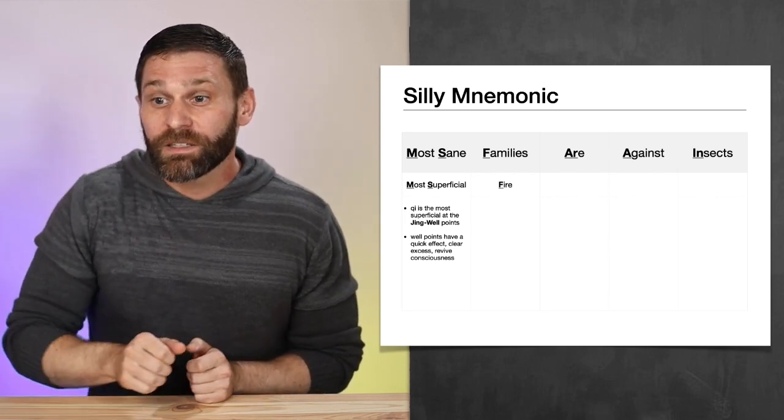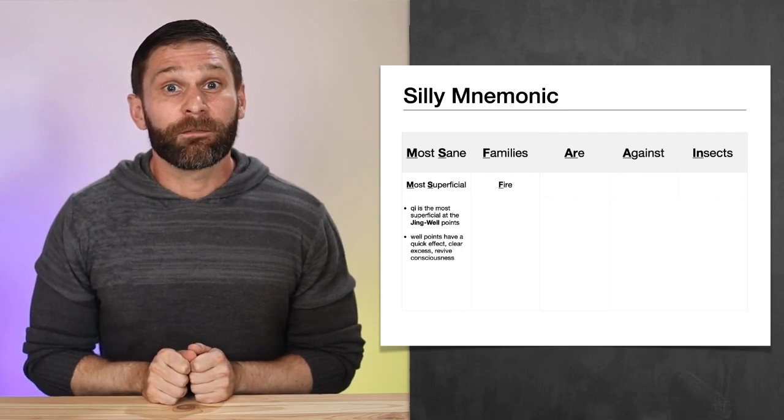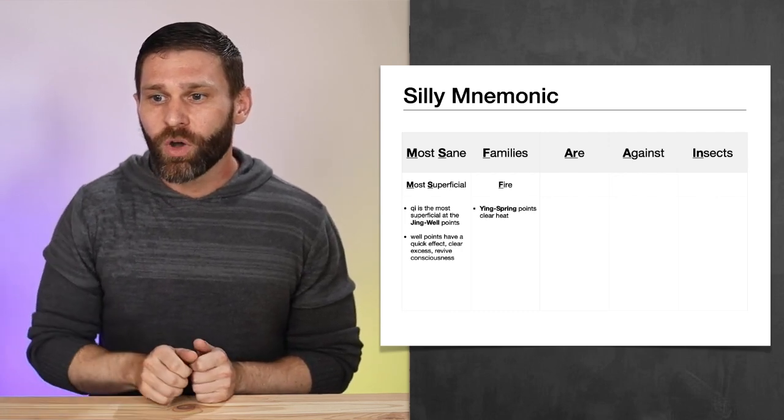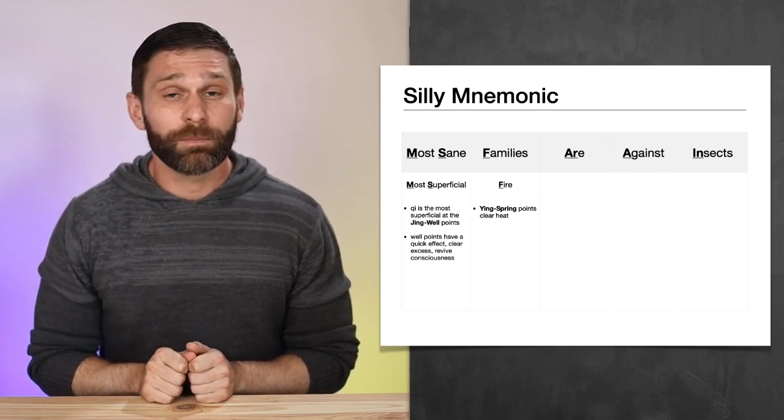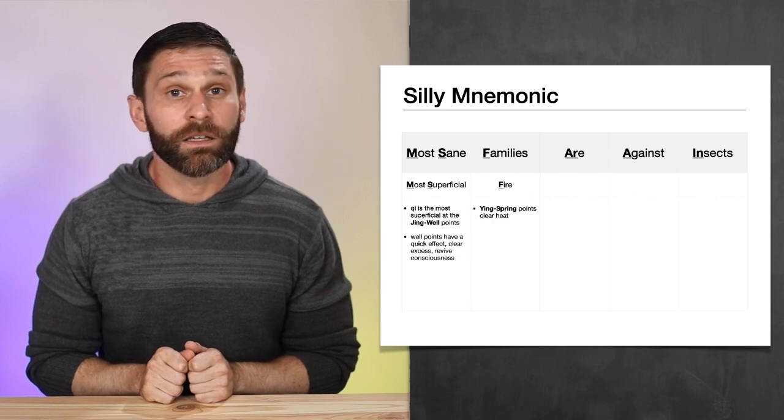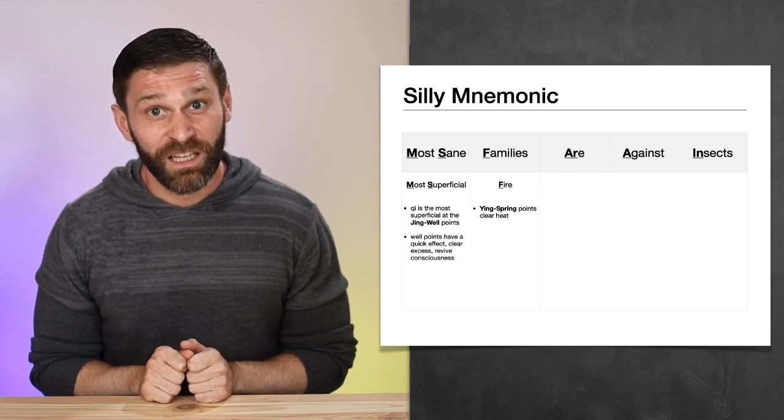When we say families, the F means fire. So the Jing-well points, the Ying-spring points, clear heat. So families means fire, fire means heat. The Ying-spring points are good for clearing heat.